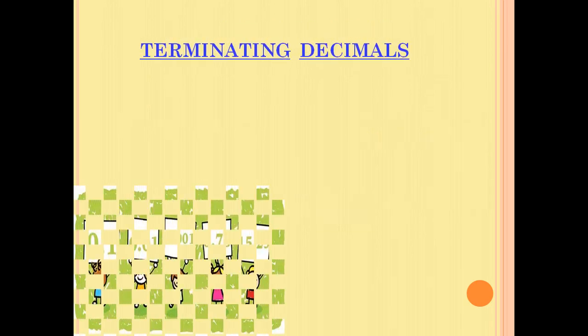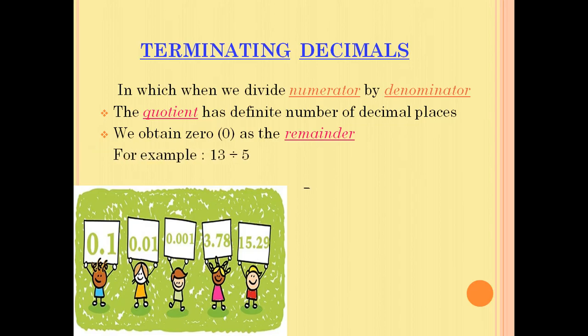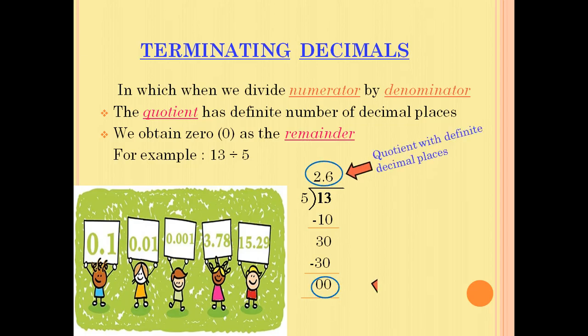Learning about terminating decimals. Terminating decimals are the decimals in which we divide the numerator by the denominator. I am repeating again, numerator by denominator. The quotient has a definite number of decimal places and the remainder comes out to be 0. Let us check an example for this. We will be doing long division over here. When I divide 13 by 5 with the help of long division, my quotient will come out to be 2.6 and my remainder comes out to be 0. Here you can check that my quotient has a definite number of decimal places and my remainder is 0.